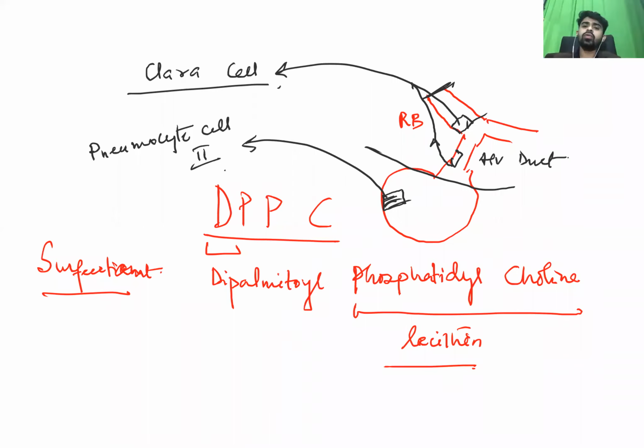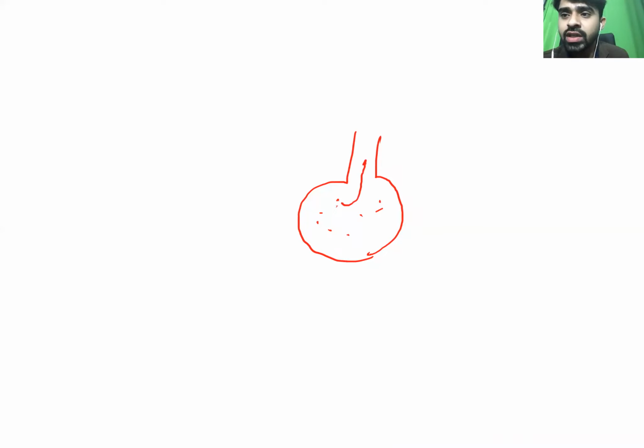Now, can you tell me what is the role of the surfactant actually? What is the function of the surfactant? If this is the alveoli, when it is having air, it is inflated well. But when you are losing air, what is supposed to happen? It will collapse, but it never happens.